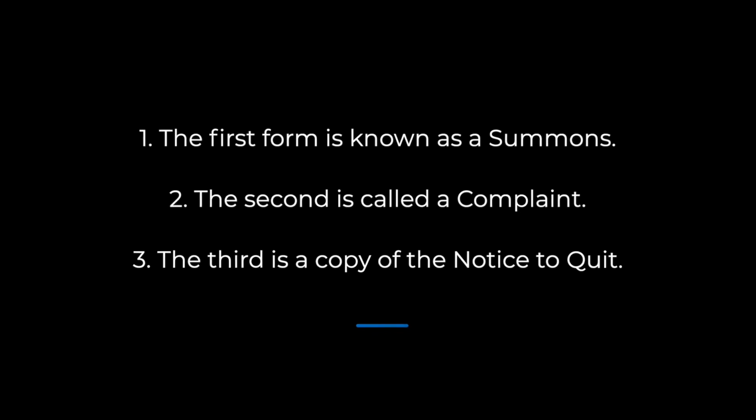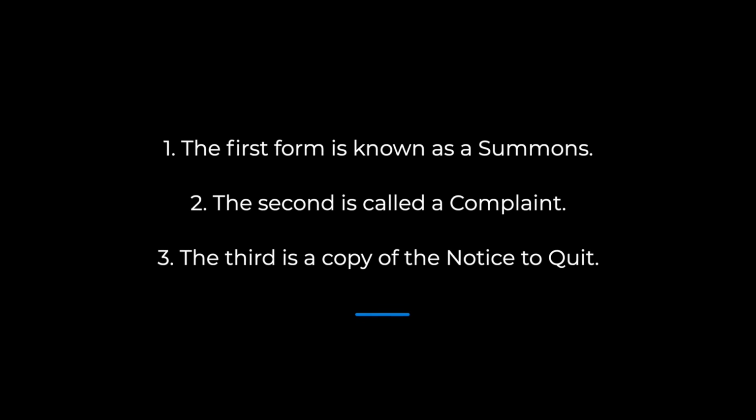If the tenant doesn't respond or doesn't rectify the specified problem, then the landlord can file an action in the housing section of the Connecticut Superior Court in the county where the property is located. The landlord must file 3 forms and pay the filing fee of $175 in order to bring the action. The first form is known as a summons. This is a form that tells the tenant that they are being sued for possession of the property.